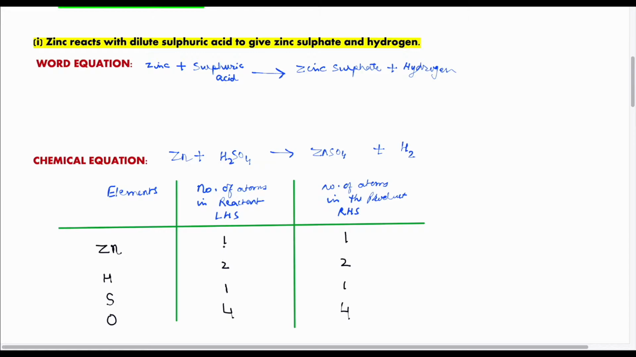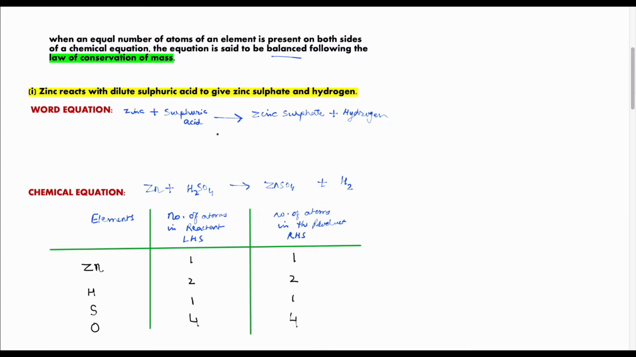When we look at both the left hand side and right hand side of this chemical equation, we find that we have 1 zinc atom on both the sides, 2 hydrogen atoms on both the sides, 1 sulfur atom on both the sides, and 4 oxygen atoms on both the sides. This shows that this is a balanced equation because the number of atoms of each element on both the sides are same. So we can say that this is a balanced chemical equation.